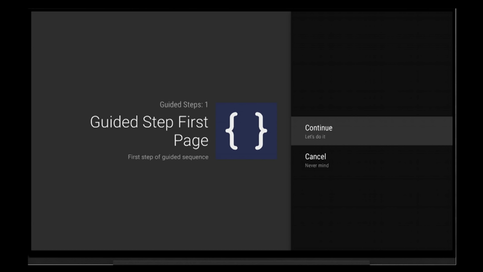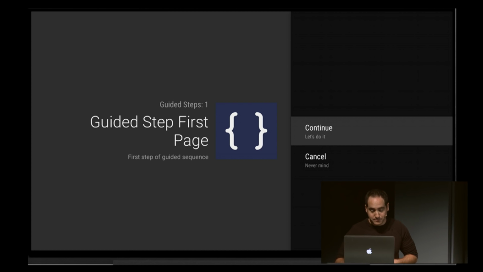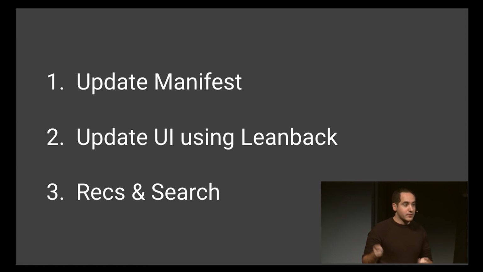All right. There's other pre-built fragments that you can use as well. So this is the guided step fragment. It's great for providing configuration options. Works really great with a D-pad. So basically we covered update your manifest, that's mostly handling hardware, adding new activity. It's updating your UI, that's mostly using pre-built fragments and populating them with content. And then the last step is really integrating with recommendations and search.